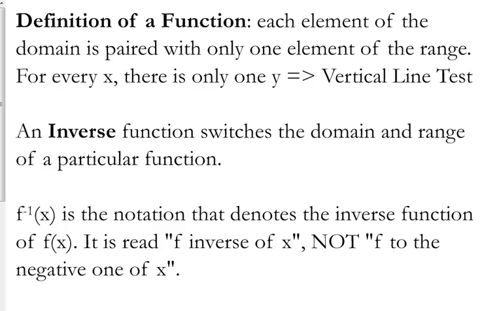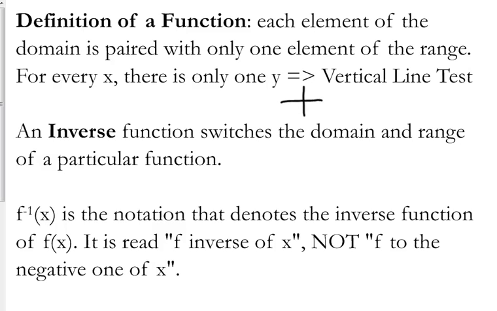Well, let's think about it. Domain describes our x values. The range describes our y values. So another way of phrasing that is that for every x, there is only one y value. For every x value, there's only one y value. And that translates into the vertical line test. Y'all been shown the vertical line test before, right? Yes? No? Maybe you don't know what I'm talking about?